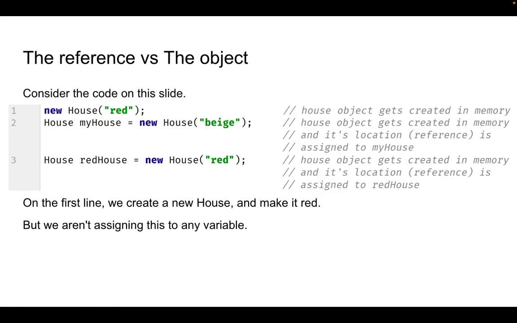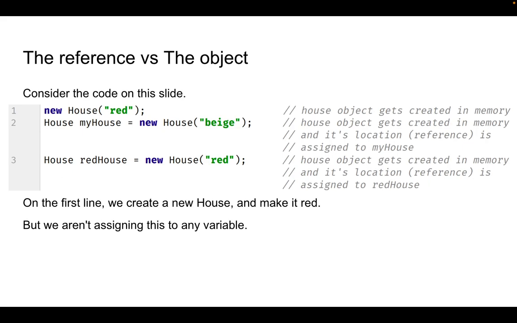This is again the reference versus object difference in a different way. Let's say we have three lines of code. In the first line, we are creating a new house object, but we haven't provided any reference to it, that is, we are not providing any name to it. In the second, we have created a new house with beige color, and we have assigned a variable name my house, which will act as a reference to the house object where the color is beige.